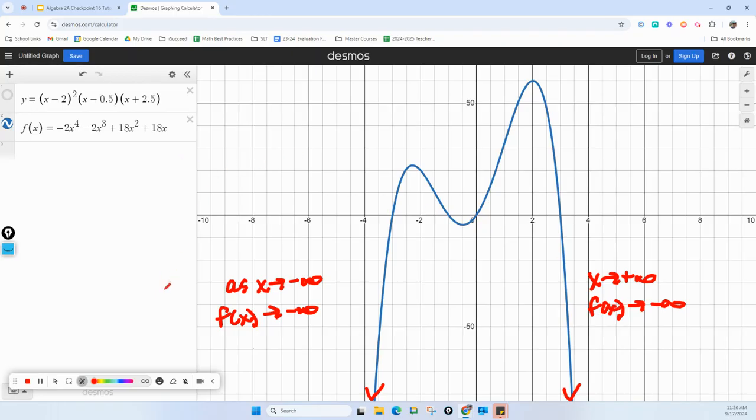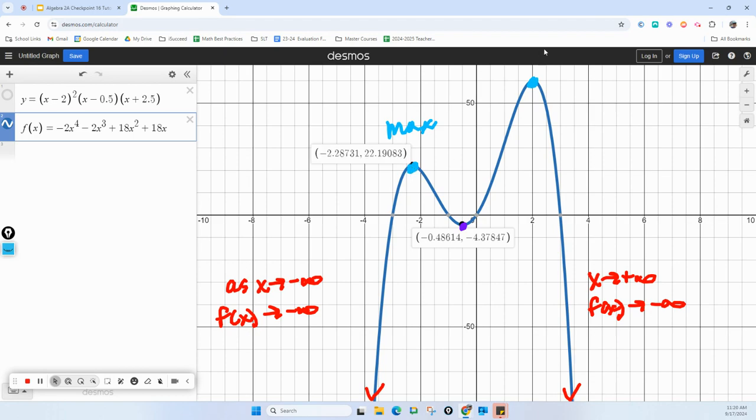Okay, and then we have relative maximums. Absolute maximum, and kind of another maximum here. So here we have maximums, and I would find those coordinates. And then I have a minimum right here. Another great thing about Desmos, my friends, it tells me those coordinates. So coordinate for my minimum, coordinate for my maximum, coordinate for my maximum.